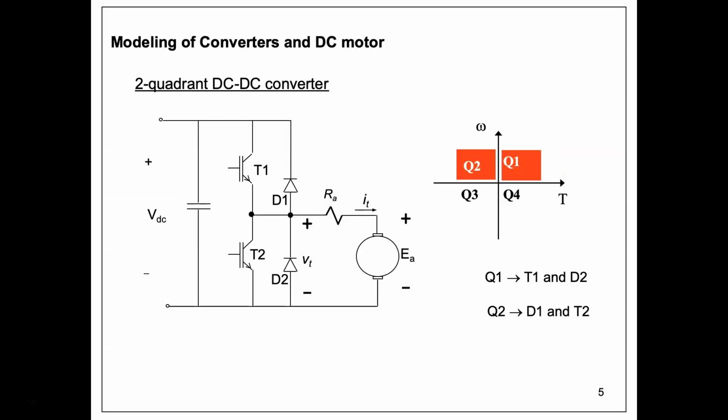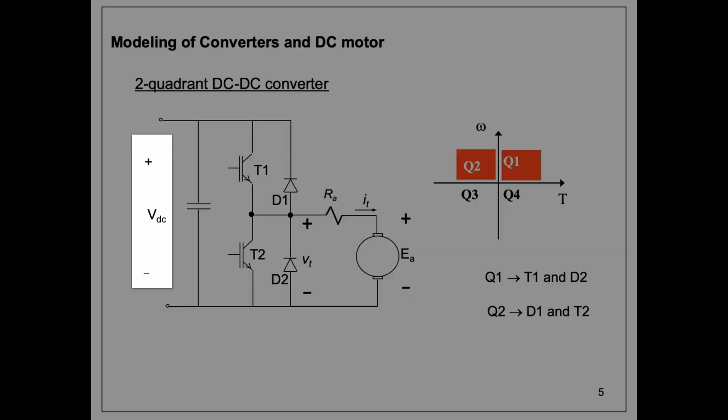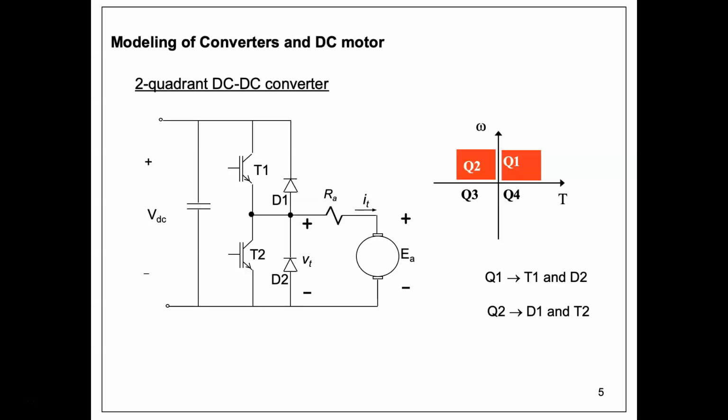The converter consists of two power transistors or power switches and two diodes. The input voltage is VDC and its output voltage is Vt, which is connected to the armature of the DC motor. Ra is the armature resistance of the DC motor. The instantaneous value of the output voltage Vt depends on the switching states of the power switches. If the upper switch T1 turns on and the lower switch T2 turns off, then Vt equals VDC.